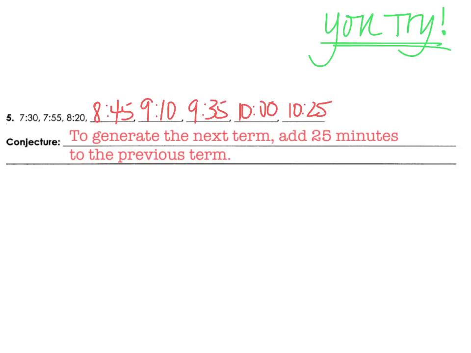Alright, so you should have gotten the next 5 terms being 8:45, 9:10, 9:35, 10, and 10:25. If we looked for a pattern here, we saw that we were adding 25 minutes to get the next term, and we're dealing with time here. So we add 25 minutes, add 25 minutes, and so on. To generate the next term, add 25 minutes to the previous term. This is a conjecture that's describing our pattern and making a concluding statement using the inductive reasoning that we used to come up with the next 5 terms. If you have any questions, please raise your hand so I can help you. Otherwise, let's move on.